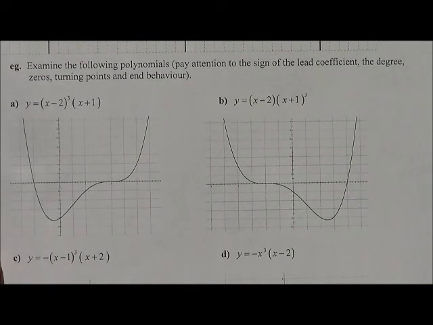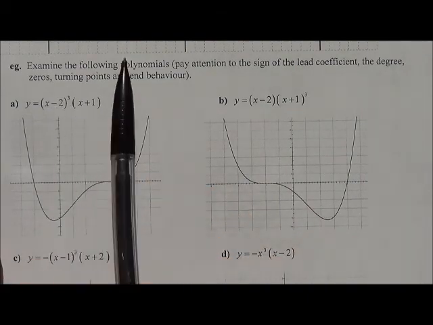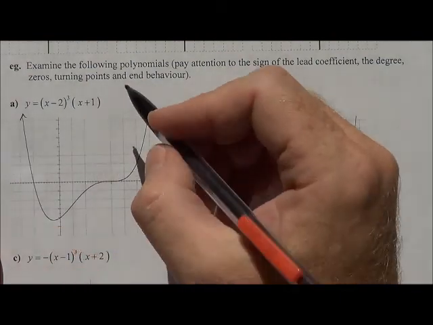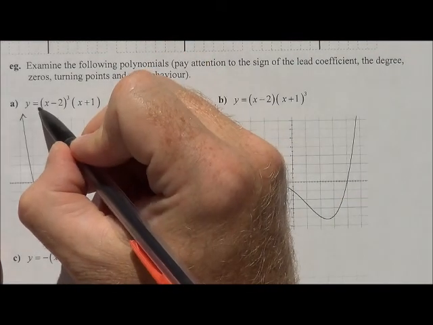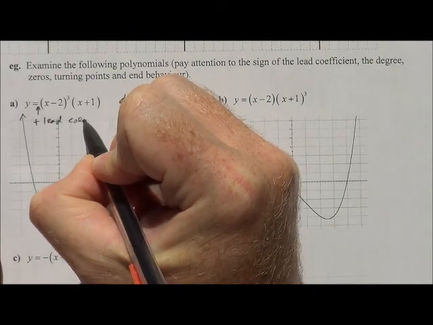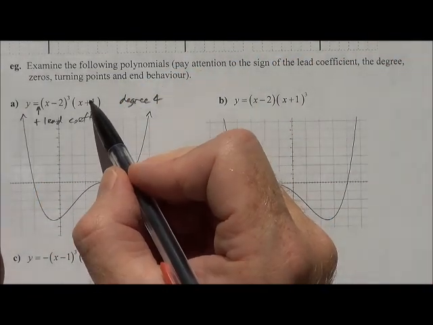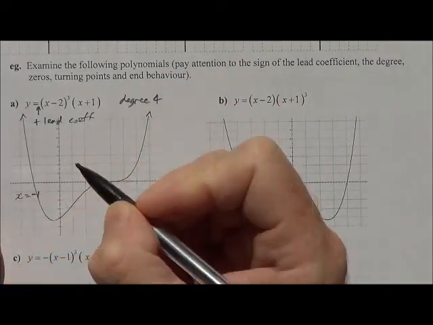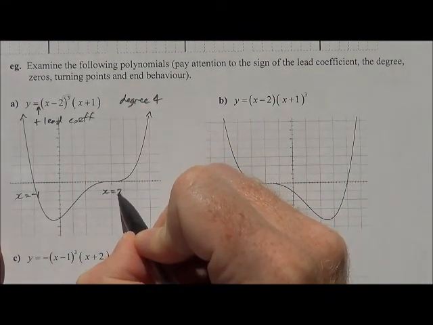Okay, so moving along to something a little bit more complicated here. What degree is this? We have a degree of 4. Positive lead coefficient. We have a linear root at x equals negative 1 and a cubic root at x equals 2.